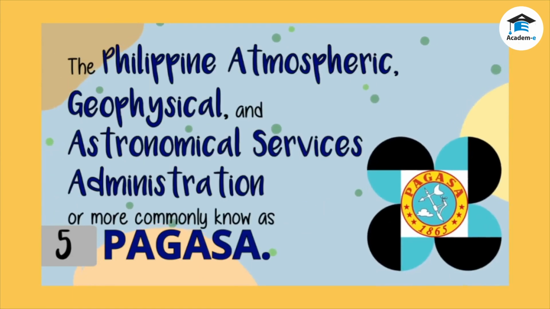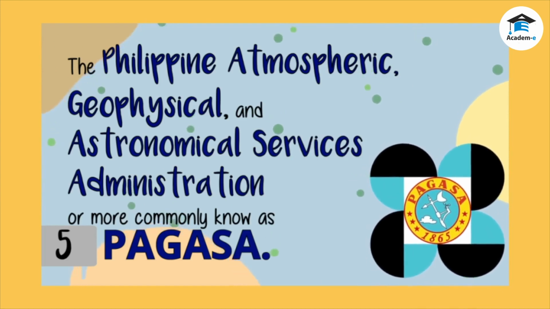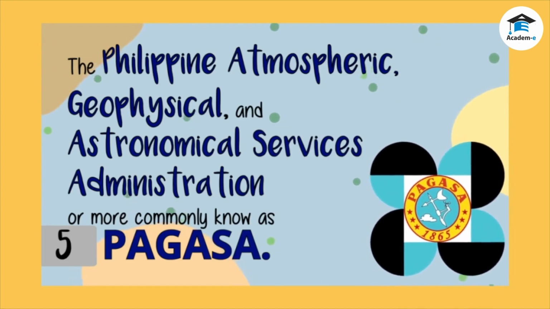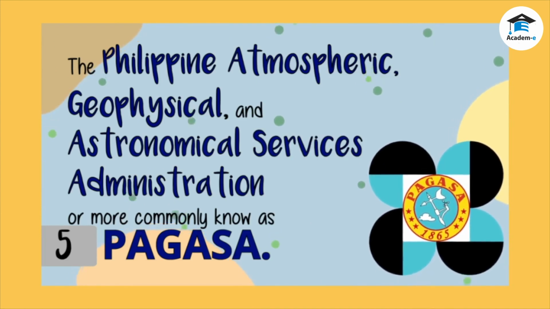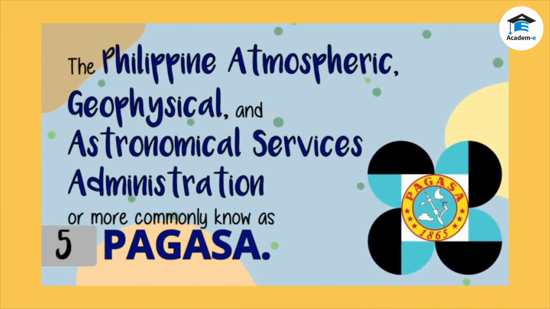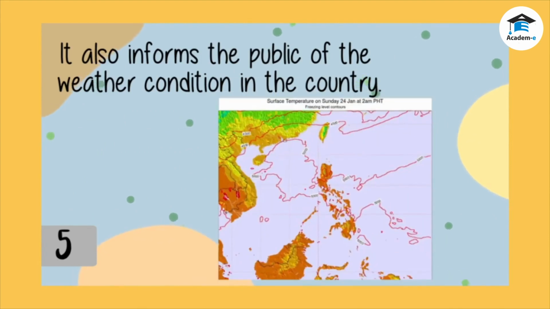The Philippine Atmospheric, Geophysical, and Astronomical Services Administration, more commonly known as PAGASA, is the government agency in the country that studies weather and performs other meteorological observations. It also informs the public of the weather condition in the country. PAGASA analyzes a weather map before it provides weather forecasts and flood and typhoon warnings to the public.